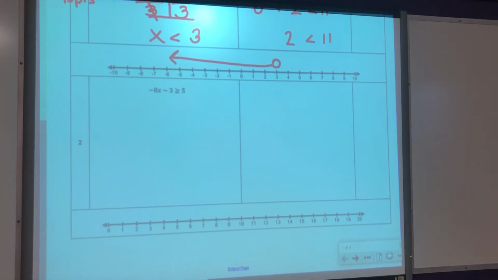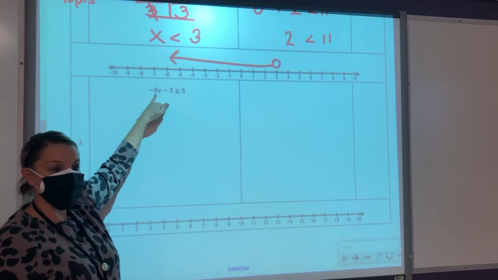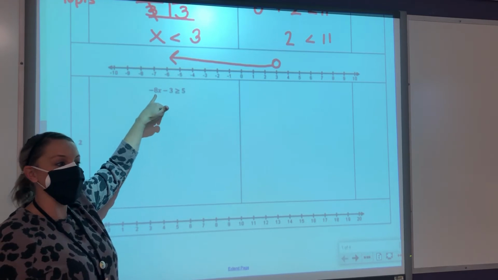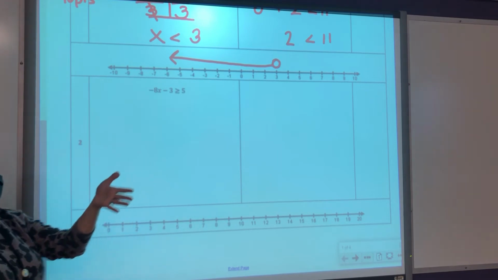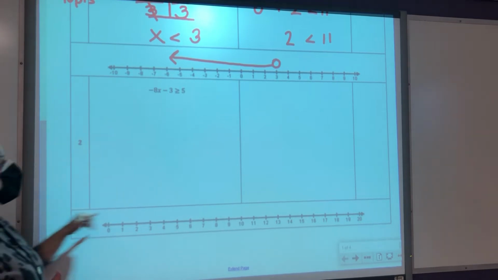All right, here's our next one. What do you notice about this one? Negative numbers. Not just any negative, a negative with a variable coefficient. So what are we going to have to do at the very end? We're going to have to flip it, because we're going to eventually divide by a negative. That's something we really got to think about, and it's really going to be in our brains when we are working on these problems.